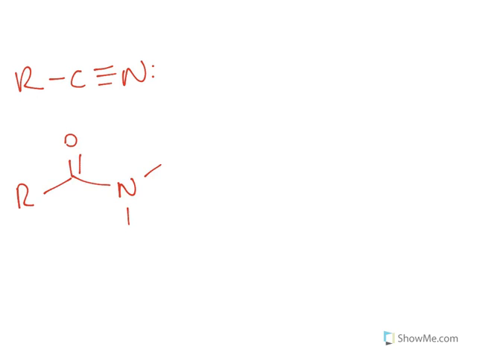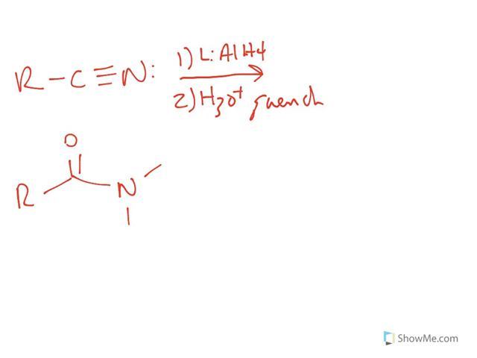Some different reductions that we have seen are of the carboxylic acid derivatives. Both amide and nitrile can be reduced with lithium aluminum hydride, followed by an acid quench. So this will give primary amine.